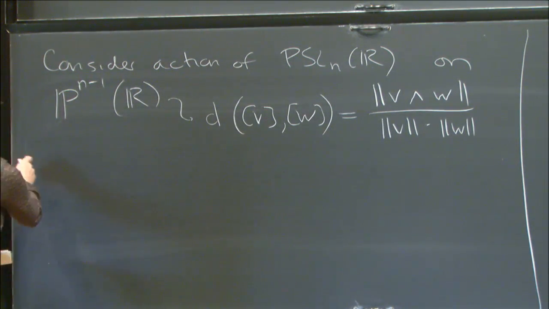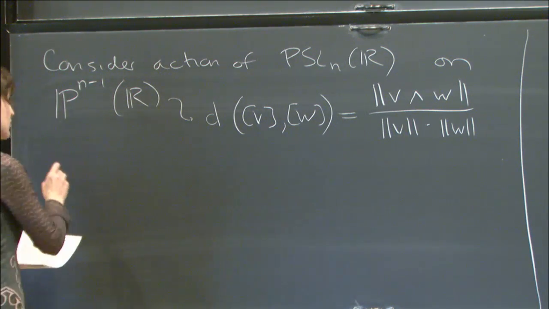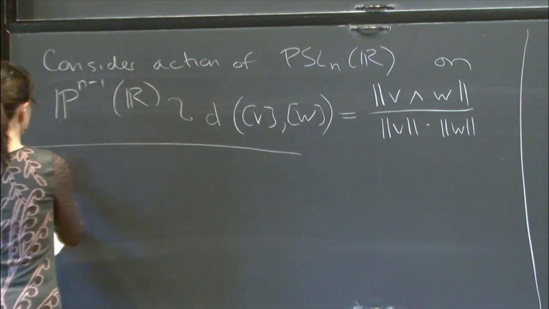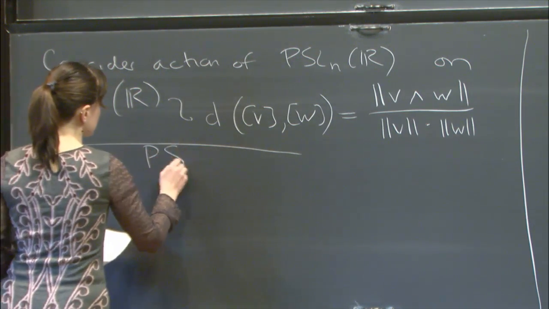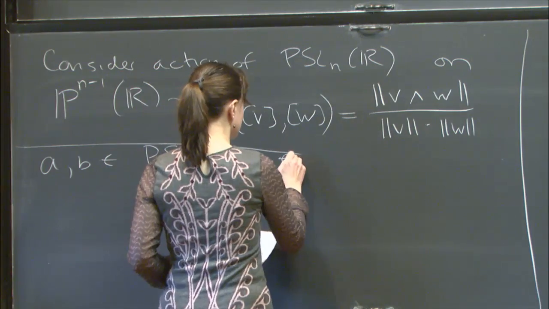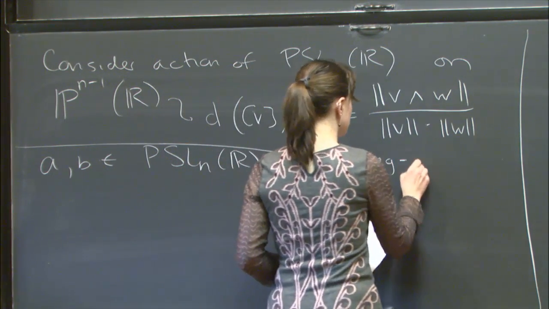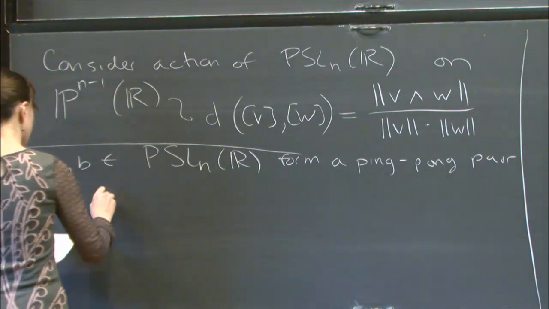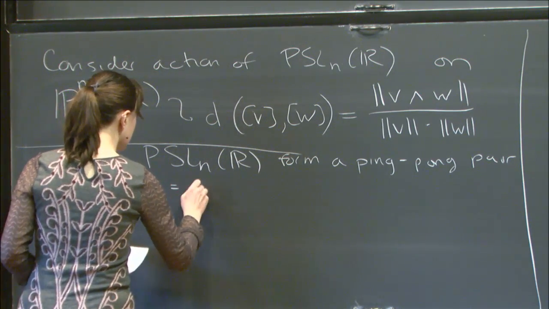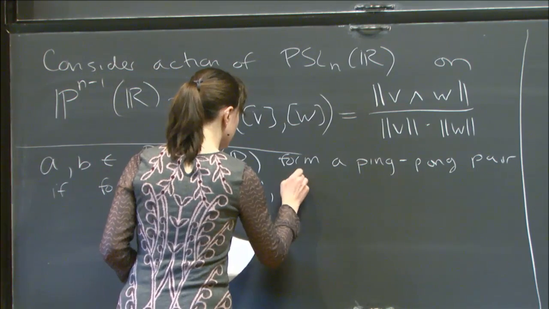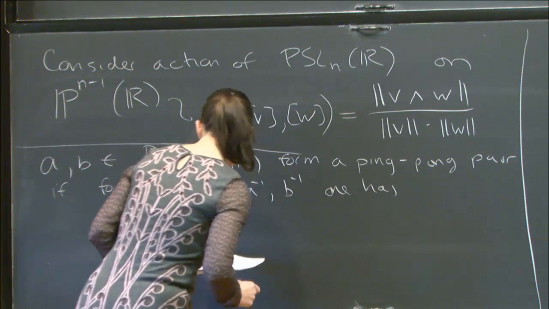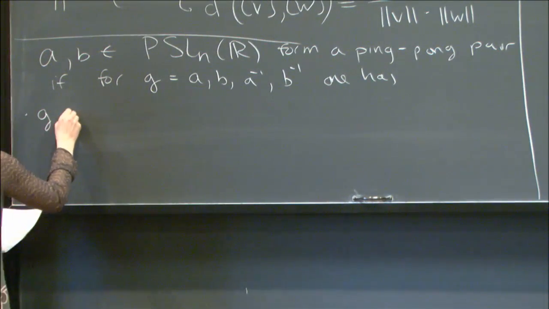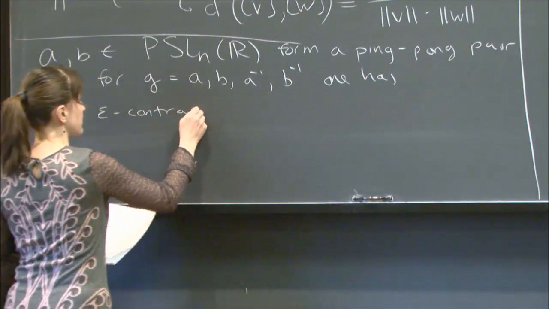Okay, so let me now say what it means for two transformations in SL_N or PSL_N to form a ping-pong pair. A and B in PSL_N(R) form a ping-pong pair if, for g equals A, B, A inverse, and B inverse, the following is true. First of all, g is epsilon-contracting for some epsilon between 0 and a quarter.